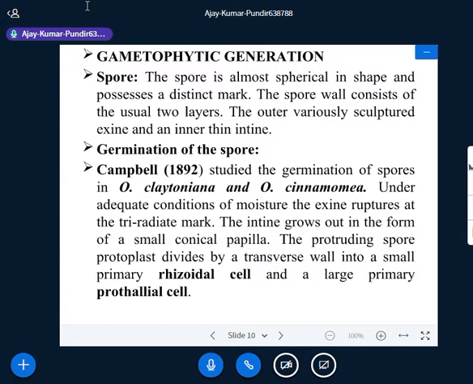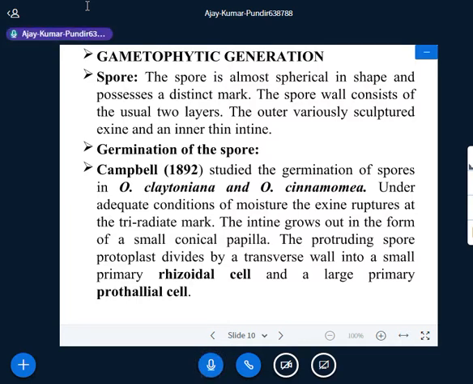After some resting period, the spores which develop within the sporangium germinate in the presence of moisture. As you know very well, the spores of Osmunda are haploid, and according to cytologists, it has been observed that the spores of Osmunda have 22 pairs of chromosomes.